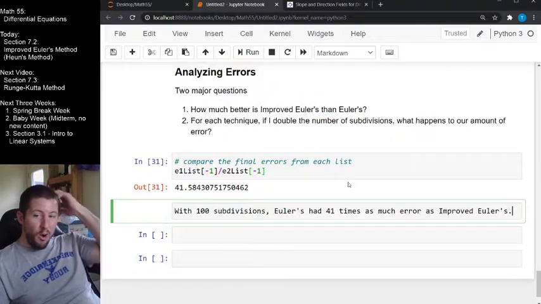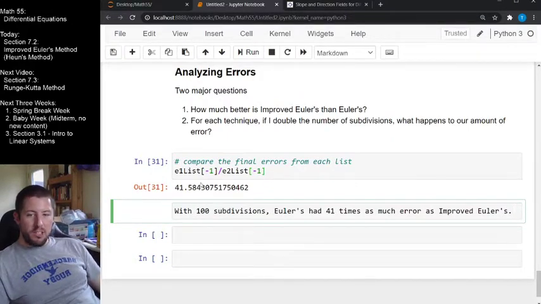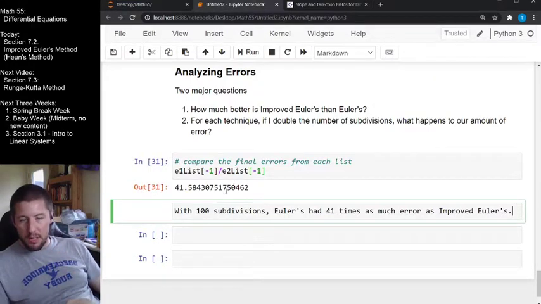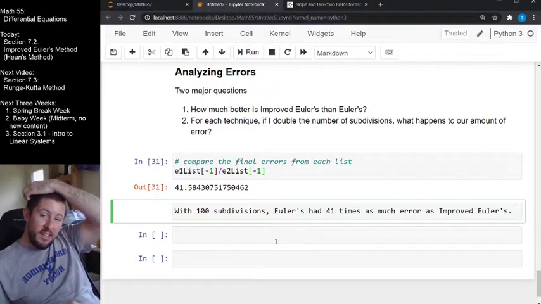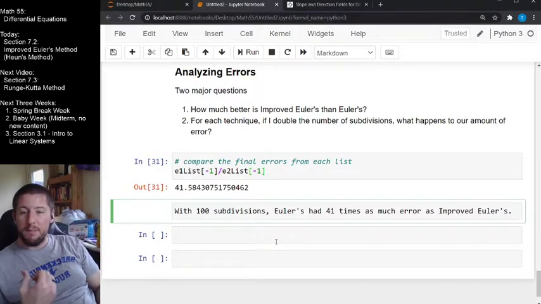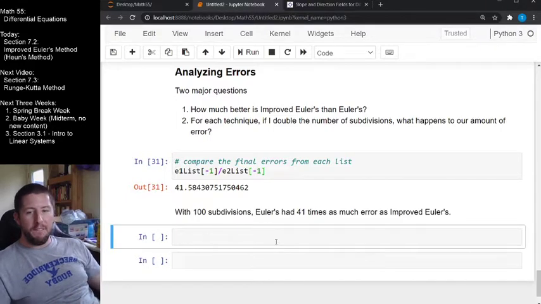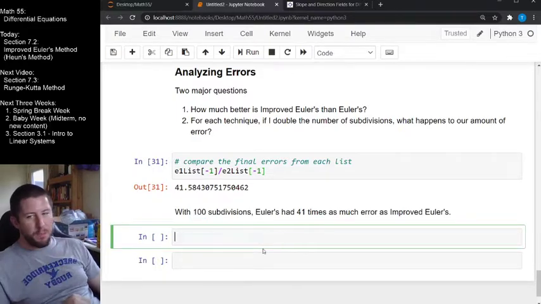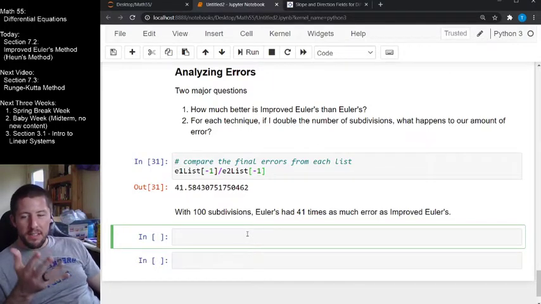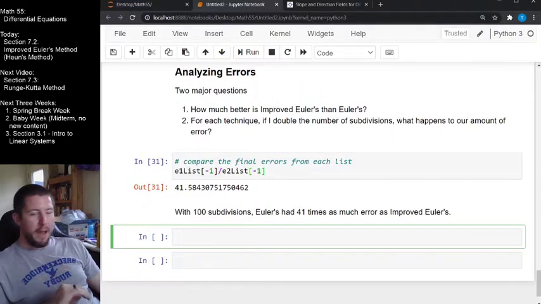All right, so I did my ratio of errors, and my ones are Euler's, E2s are improved Euler's, so 41 times as much error from Euler's as improved Euler's. So improved Euler's with 100 subdivisions with this differential equation had 1/41th as much error as using regular Euler's method. Much, much, much better right there. So that's a pretty obvious improvement. But this number is going to vary based on the number of subdivisions and how steep our slopes are with our curve. Lots of things affect that, but no arguing, clearly better. 41 times as much error with our worst method than with our better method right here.